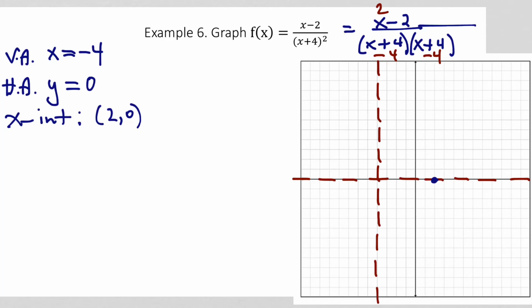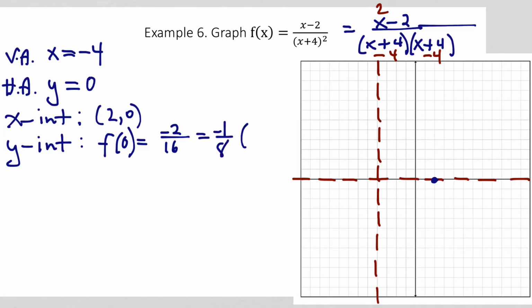Now, it's pretty unclear as to what's going on here still. So let's get the y-intercept. The more dots you have, the better off you are with your graph. The y-intercept is f of 0. So if I substitute 0 into my function, I'm going to get negative 2 on the top and 4 squared, which is 16, on the bottom. That's negative 1/8. So I can plot the point (0, -1/8) on the y-axis.